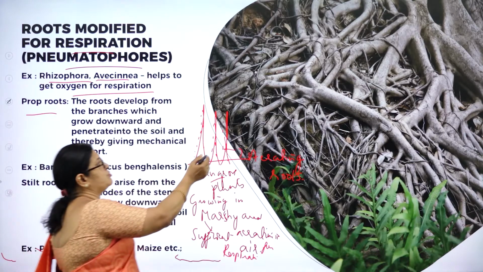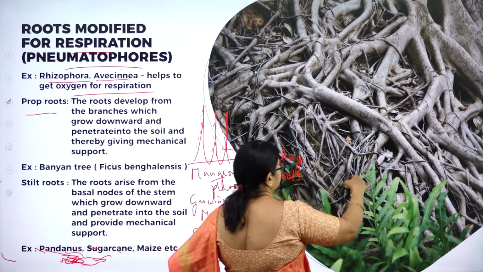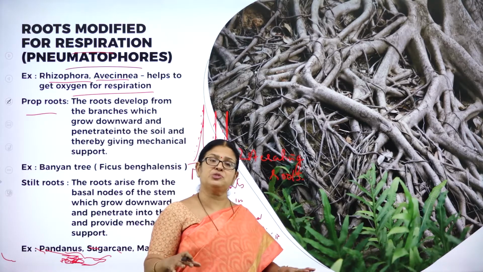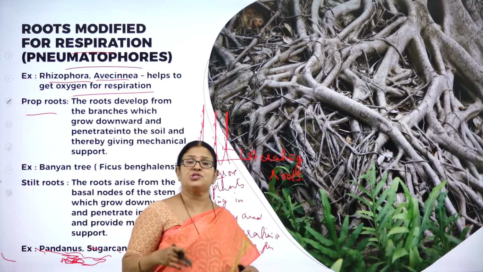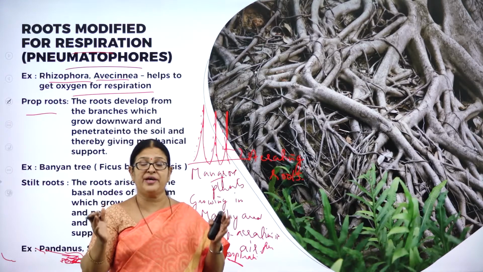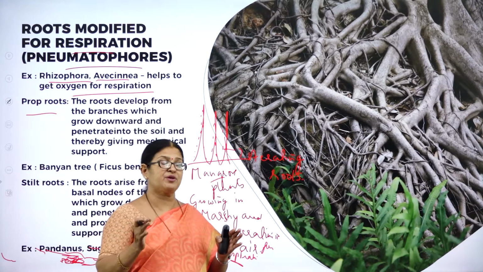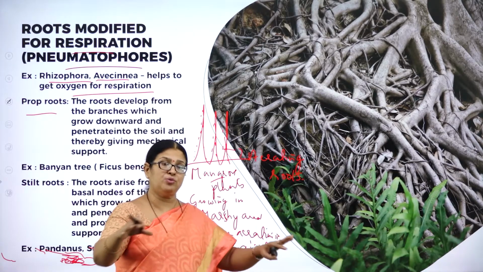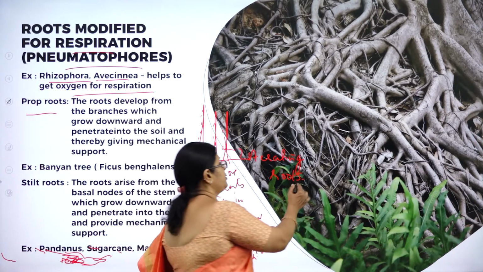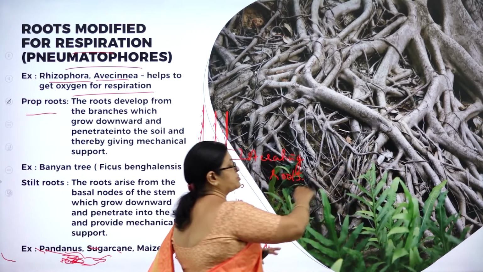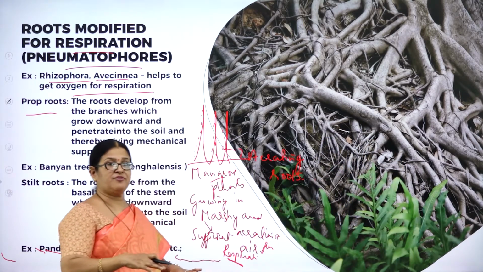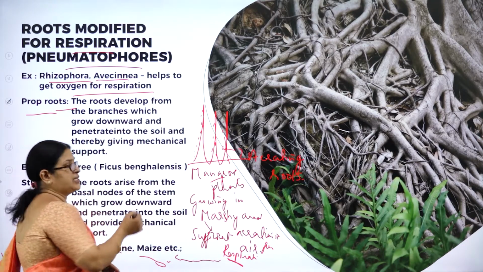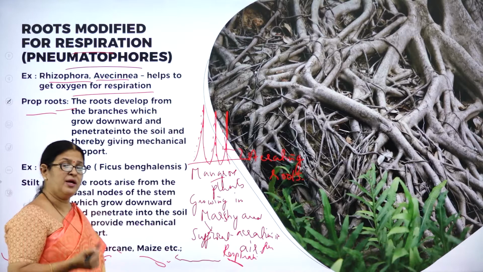Then prop roots, already I explained. Here also you can see how the roots have developed and spread all over the soil surface and give mechanical support. So in spite of heavy rainfall or a strong wind, the whole tree can bear its weight, because of these prop roots which give mechanical support. You can see in this beautiful picture how the roots have spread all over the soil surface. Such roots are called as what? Prop roots or pillar roots.